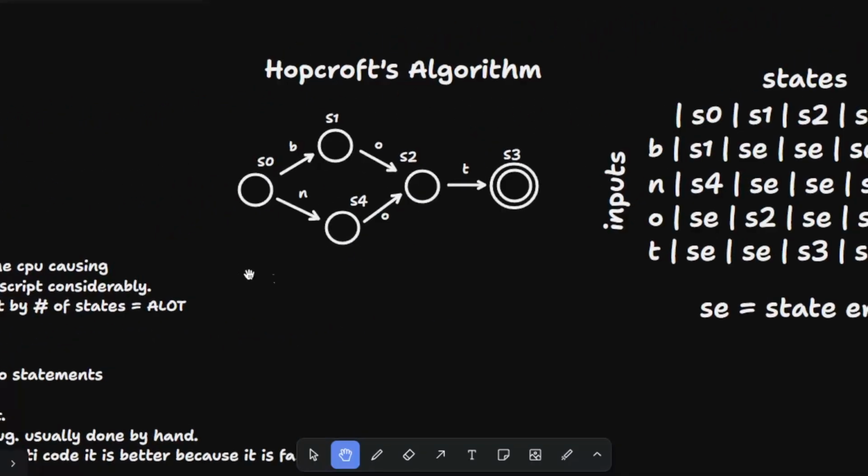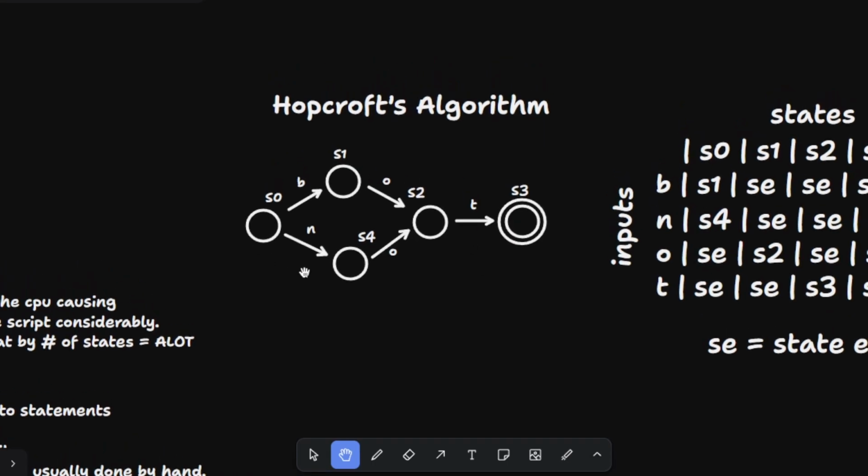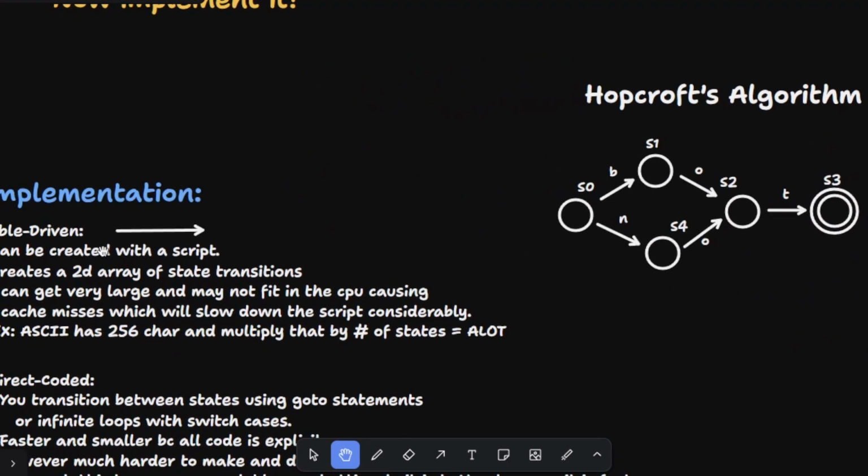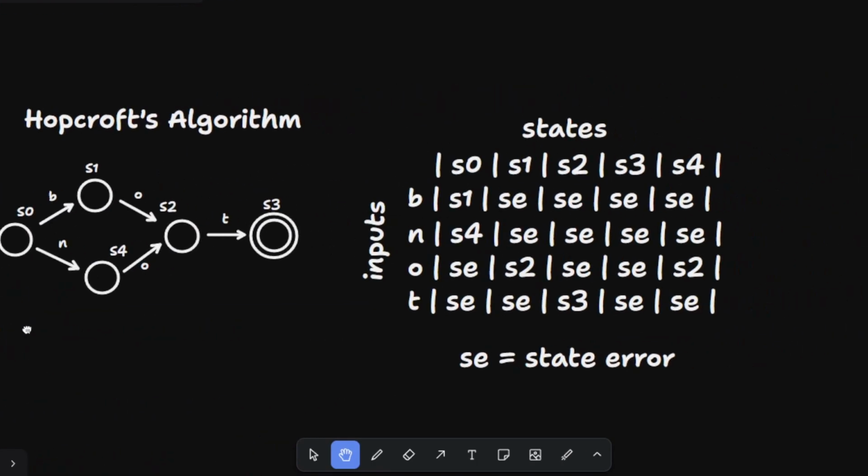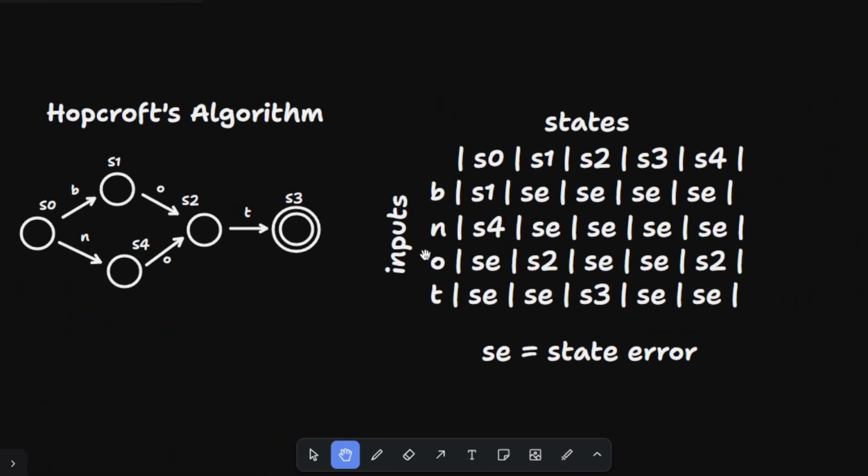So here's an example of that. We have Hopcroft's algorithm, right? This is the minimum deterministic finite automaton, and converting this into a table-driven approach, we would have the following, right? The states along the top, S0, S1, that's each one of the nodes, and then the inputs on the side, where we have B, N, O, and T, right?